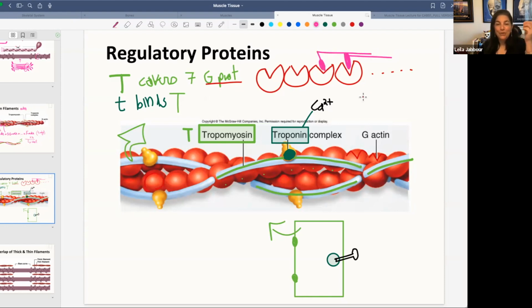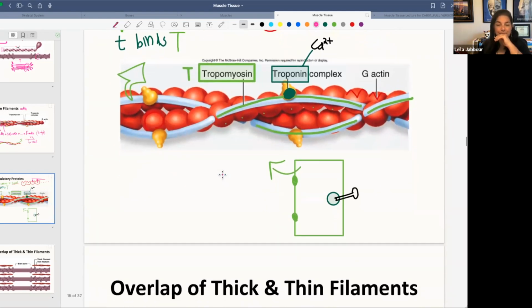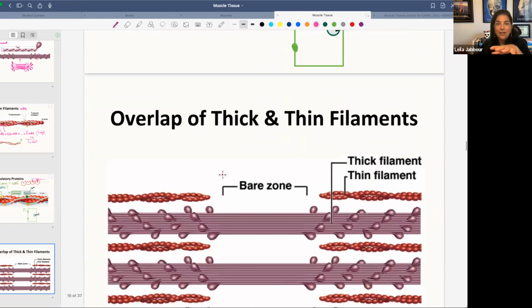I'm going to explain when the binding takes place, but I want to show you all the players that are involved and what their structures are, so you can understand how they interact with each other and create the movement that we're going to talk about. So each individual G actin has a binding site on its surface that is specifically for the heads of the myosin. Where is myosin in my drawing here? I don't even see it. That's because this drawing is just about the actin thin filaments with these regulatory proteins on top of it.